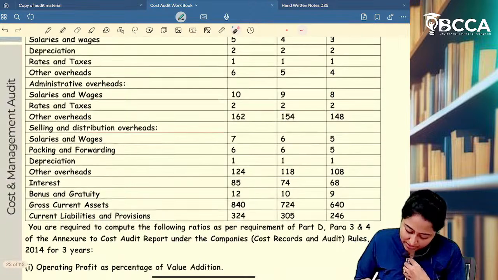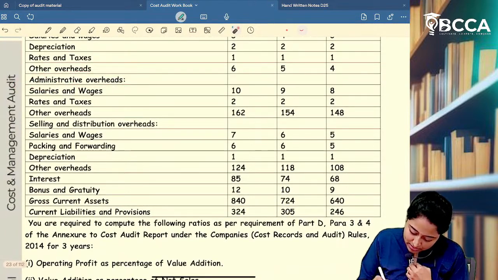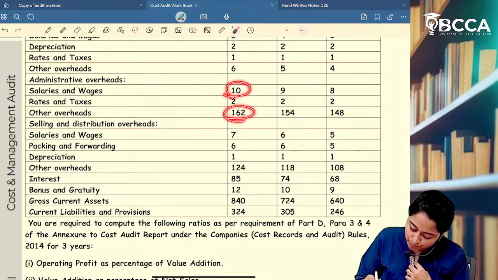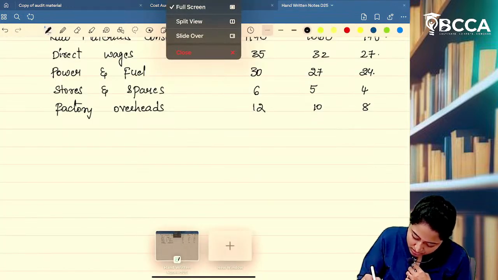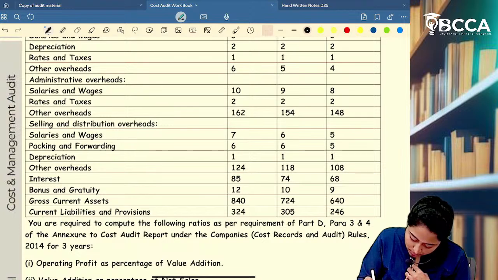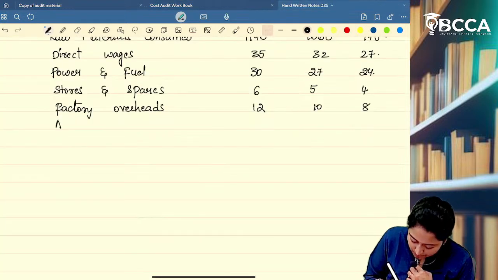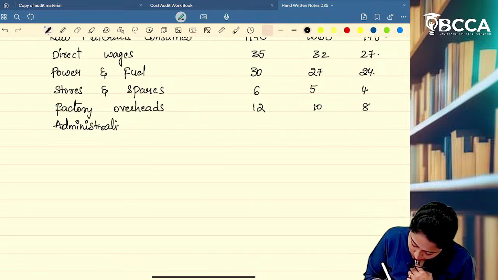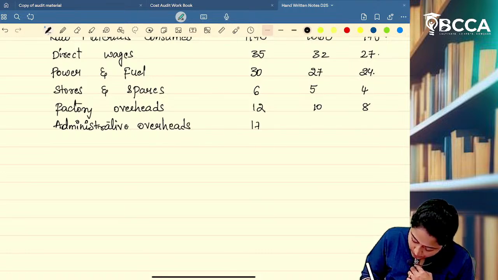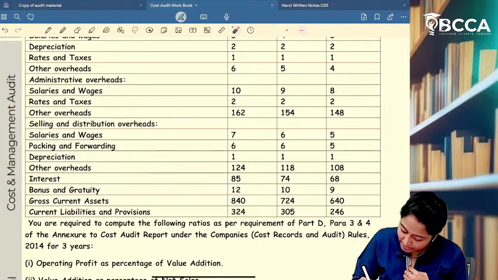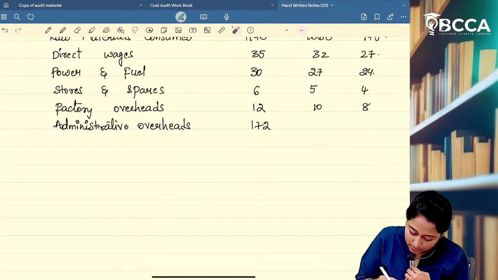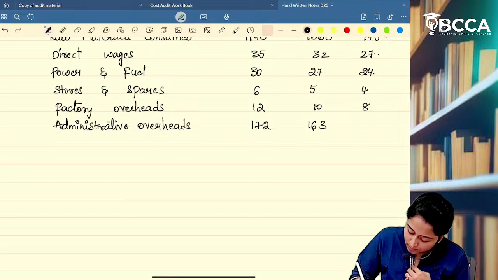Now, after that, administrative overheads. 10 and 162. 172. This is administrative overheads. 172, and here it is 154 and 9. And then 148 and 8. 156.